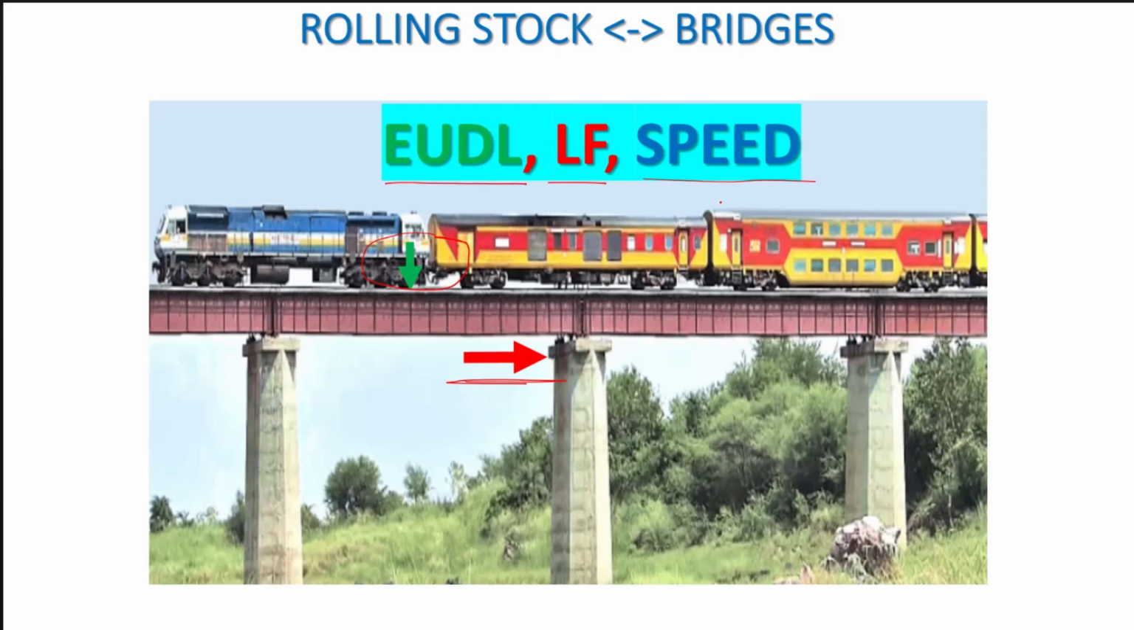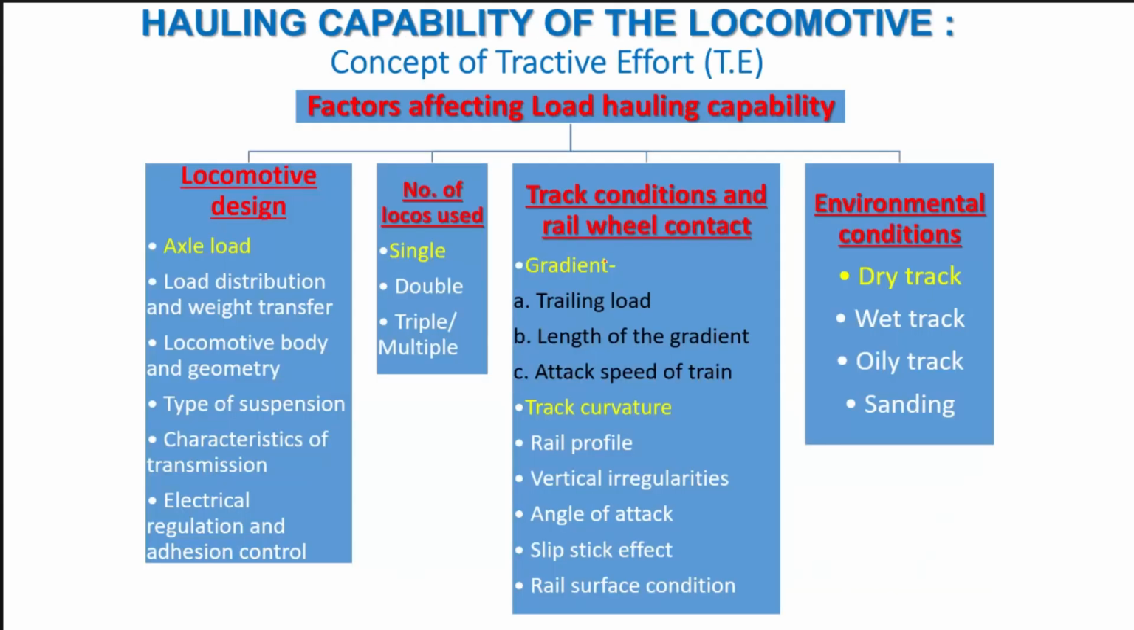Third is the speed. Yes, due to the speed of our rolling stock, it definitely works on both components of the bridge, the superstructure as well as the substructure. How it works, we will discuss in further slides. So first is the hauling capacity of the locomotive. What are the factors affecting the load hauling capacity of a locomotive?